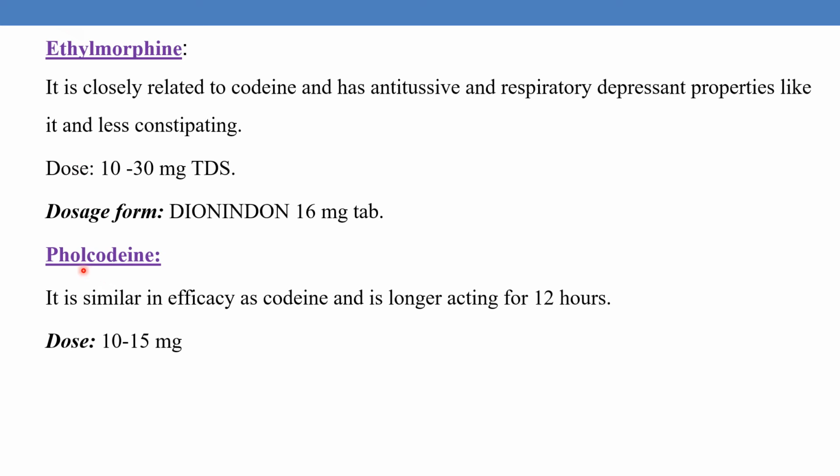The next drug is pholcodine. It is similar in efficacy to codeine and it is longer acting, for 12 hours. The dose is 10 to 15 mg.